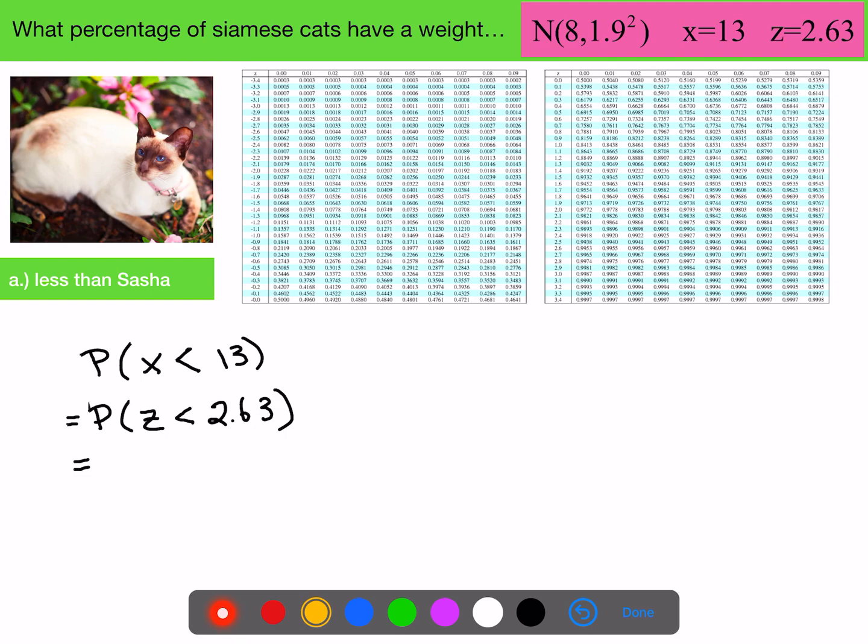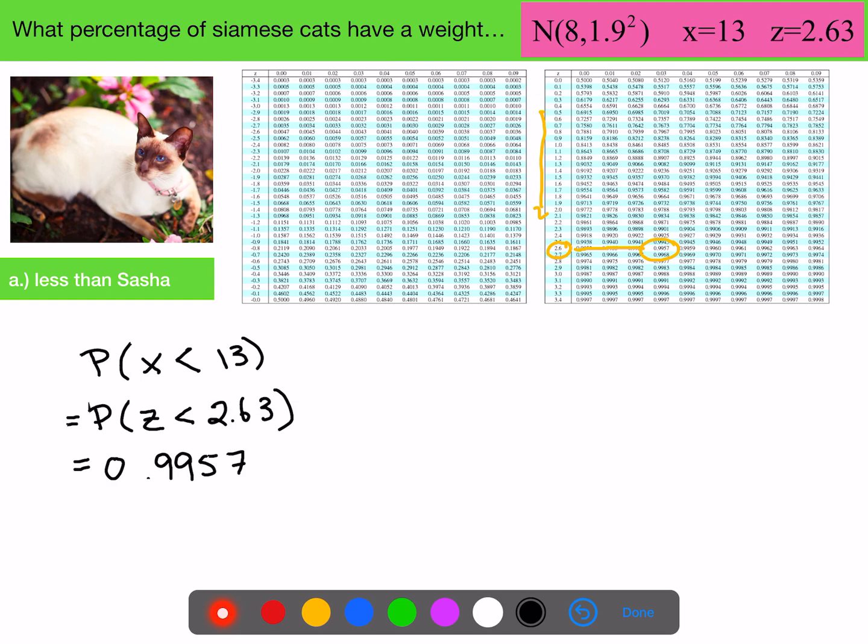I know it's hard to see on the slides, but hopefully you have it printed out or you have a formula sheet. We're going to go down the positive side of the chart. We're going to look for 2.6, which is right there, and then go over to 3 hundredths. So 0 hundredths, 1 hundredths, 2 hundredths, 3 hundredths. So we end up getting 0.9957. That means that 99.57% of Siamese cats weigh less than Sasha does.